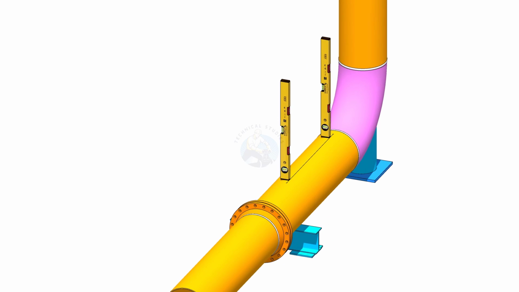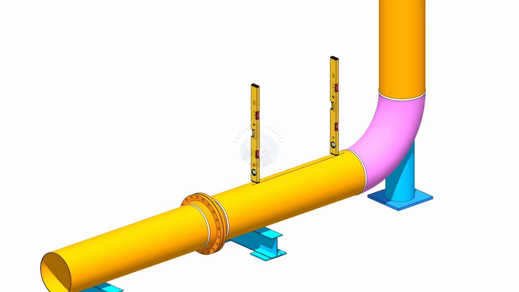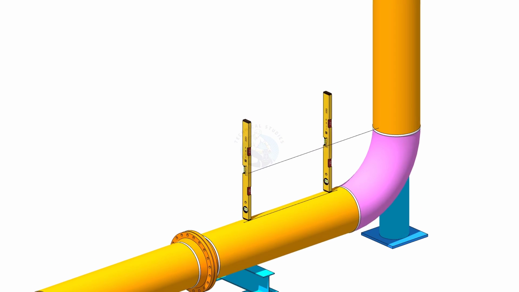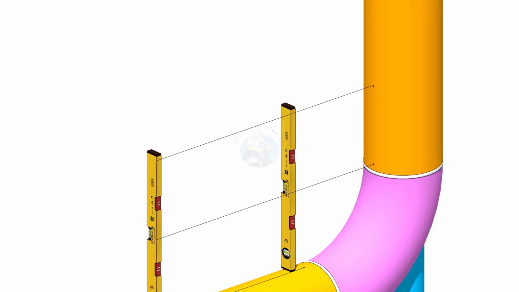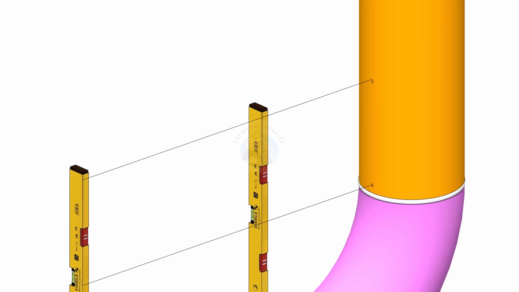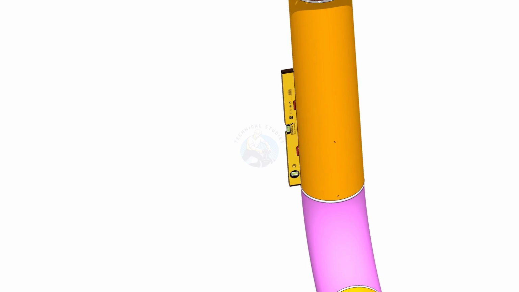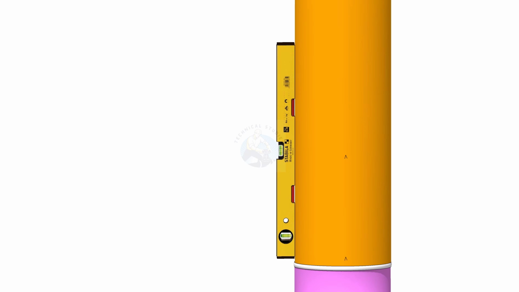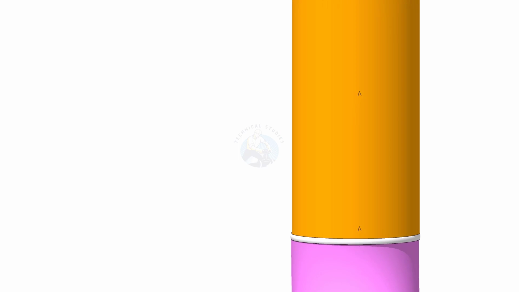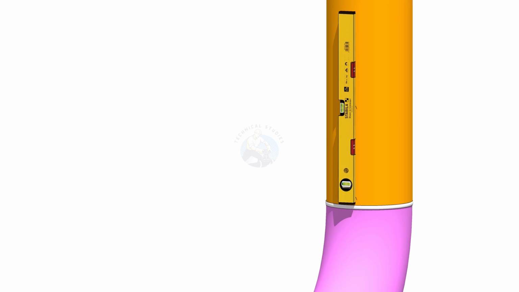Hold two level bottles on the line vertically, as shown. Transfer the levelness on the vertical pipe on two locations, as shown. You can use line thread or a straight edge. Always check the verticality of the vertical pipe. Draw the center line of the pipe. You can either use a steel ruler.